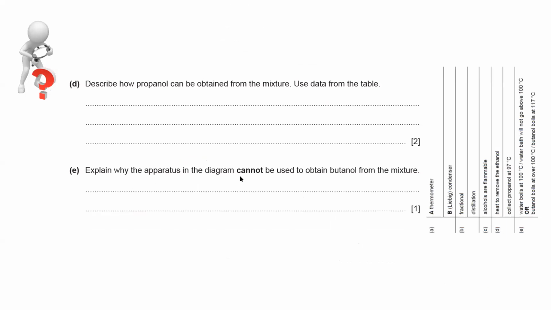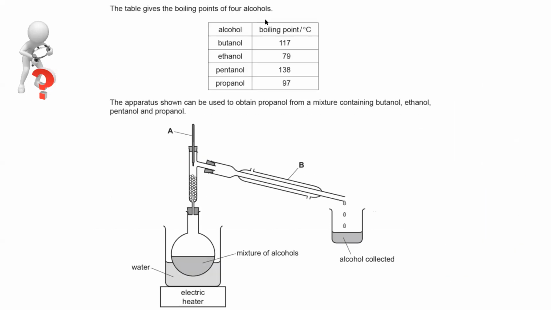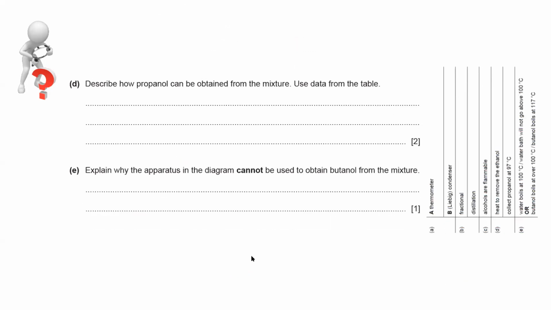And explain why the apparatus in the diagram cannot be used to obtain butanol. So why can we not obtain butanol? Because butanol has a boiling point higher than the boiling point of water. So the temperature here, using an electrical heater with water to supply heat energy, cannot rise above 100. So the maximum temperature of the water can be 100. So butanol and pentanol cannot be vaporized. Is it clear?